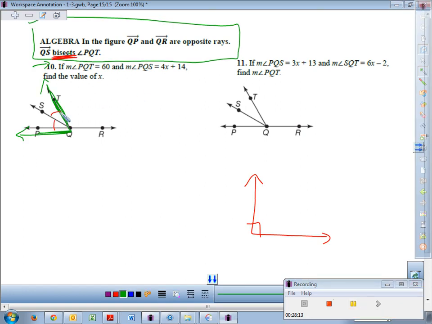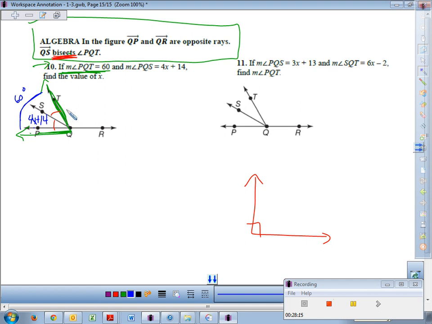So, they gave me bisects in the instructions. Got to put the arc marks. They say the measure of angle PQT is 60. Oh man, PQT, isn't that the whole green thing? How do you put that in the picture? You can't just put it right here because I want the whole green thing, so put it on the outside. Say right here, this whole thing is 60 degrees. Then they say measure of angle PQS, from P to Q to S, equals 4x plus 14. Find the value of x. That's all I wanted you to do, was put the info in the picture.